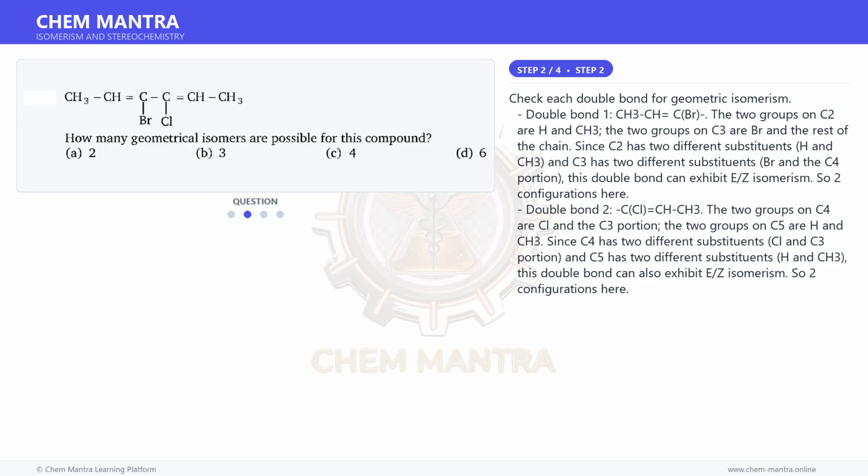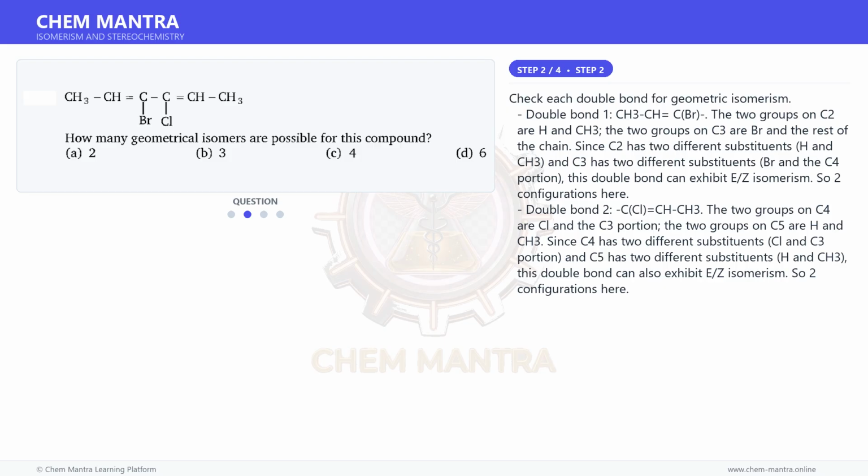Check each double bond for geometric isomerism. Double bond 1, CH3-CH=CBr-. The two groups on C2 are H and CH3. The two groups on C3 are Br and the rest of the chain. Since C2 has two different substituents, H and CH3, and C3 has two different substituents, Br and the C4 portion, this double bond can exhibit E/Z isomerism. So two configurations here.